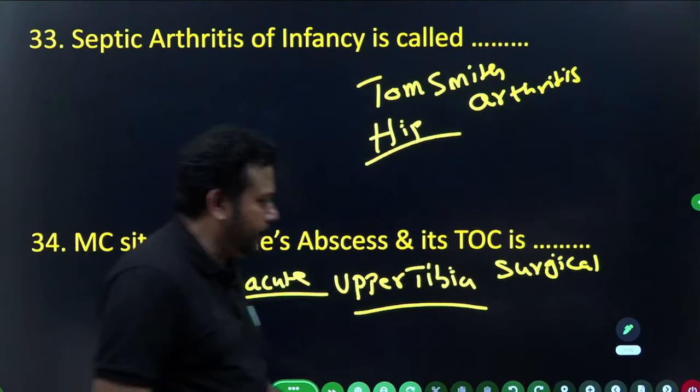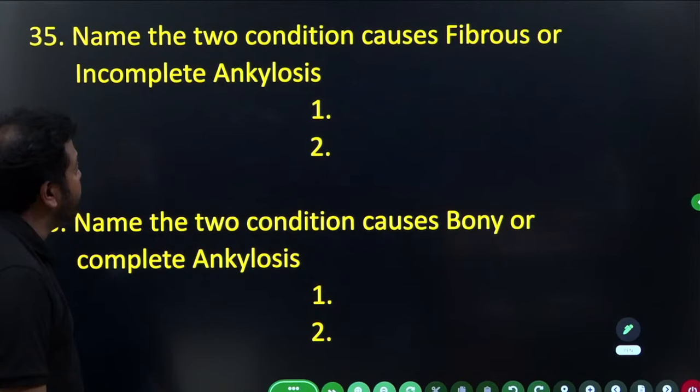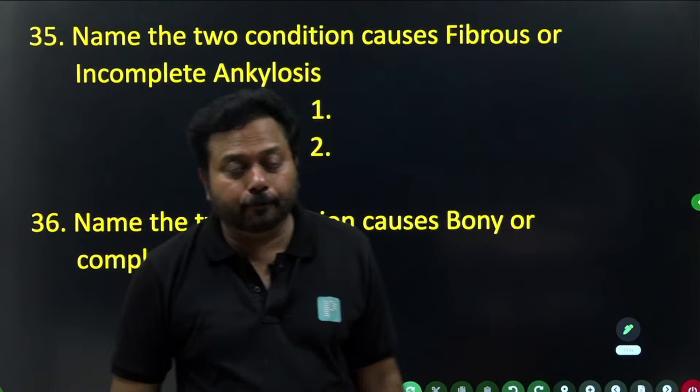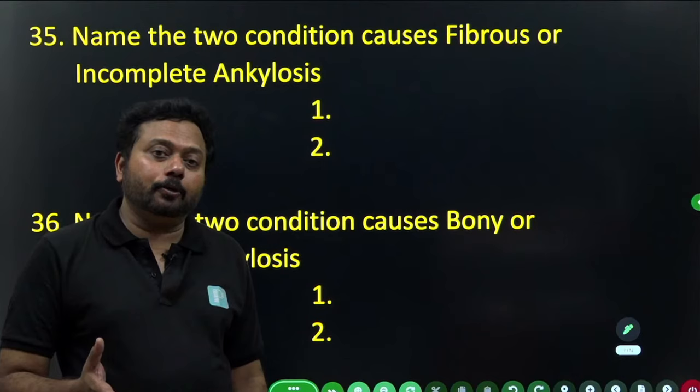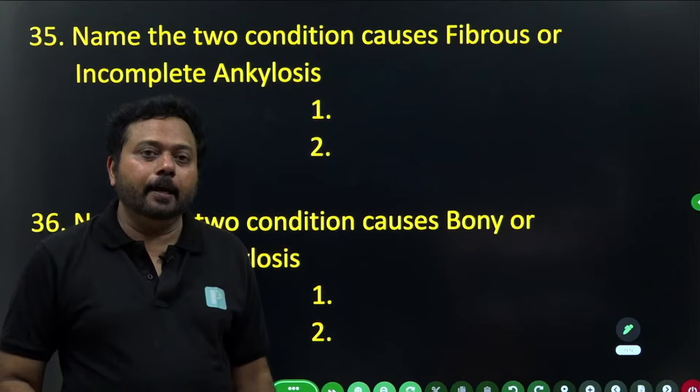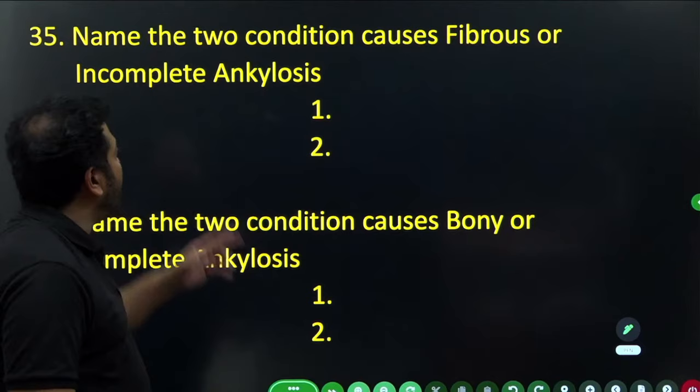Name the two conditions that cause fibrous or incomplete ankylosis. Fibrous ankylosis is otherwise called incomplete ankylosis, fusion. When a patient comes and pays an orthopedician and the orthopedician fuses a joint, that's called arthrodesis. When fusion happens naturally, that is called ankylosis. What are the two conditions that cause fibrous ankylosis, otherwise called incomplete ankylosis?